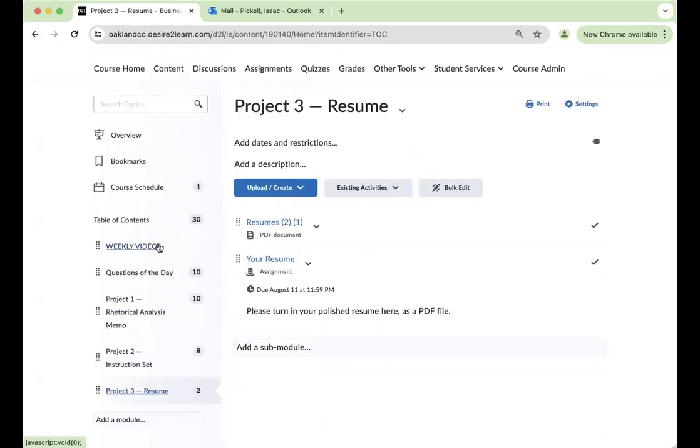And finally, the end of the semester is going to be your resume. Hopefully all of you have a resume, but we'll be reading how to create a resume that is professional and what to include in that resume. And then you'll be turning in a polished resume for 20% of your grade. This is graded, so if you have a resume and it's not very good and you just turn it in, you'll get a bad grade on the assignment.